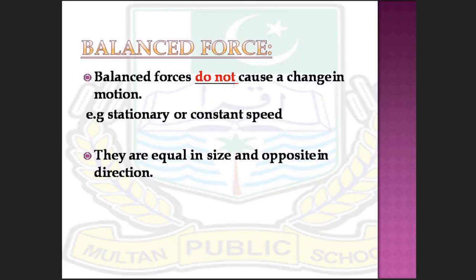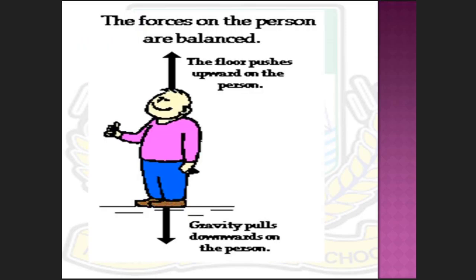Balanced forces. Balanced forces do not cause a change in motion, for example, stationary or constant speed. And they are equal in size and opposite in direction. For example, you can see a man here standing and the forces on the person are balanced. Two forces are acting on the person. The first one is the floor pushes upward on the person and the second one is gravity pulls downwards on the person.